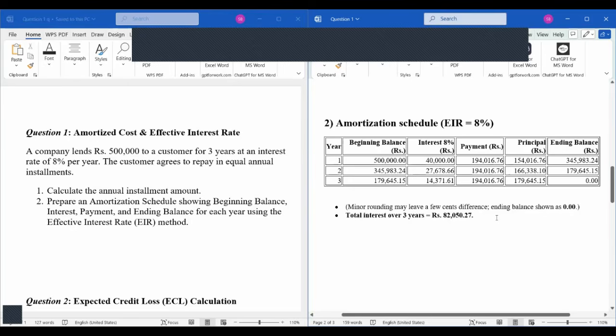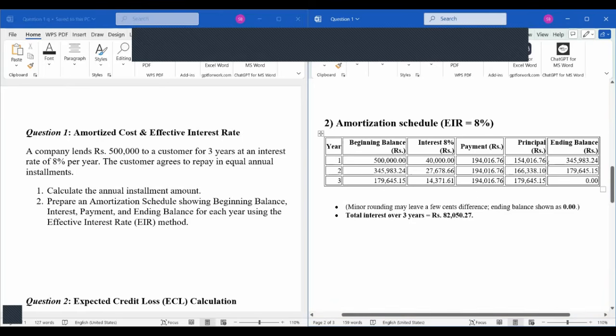We have already calculated the annual installment. As I said, the annual installment consists of principal and interest. We have calculated the interest, which is 40,000. From this annual installment, we have to subtract this interest in order to get the principal amount. So here the principal amount is 154,016 rupees and 0.76 cents.